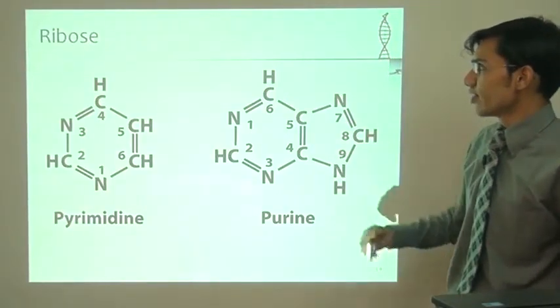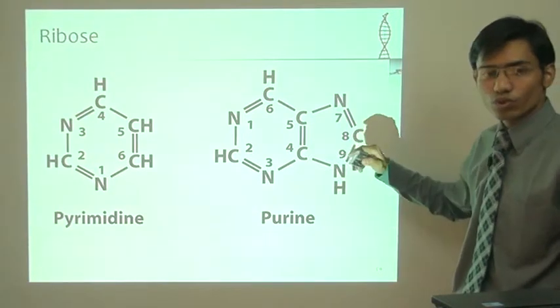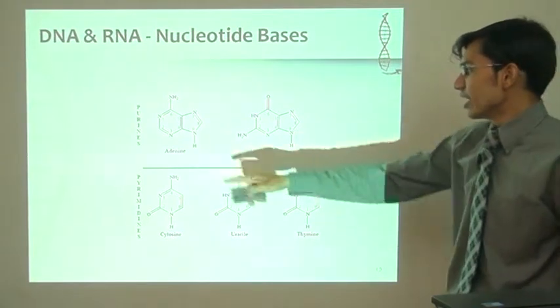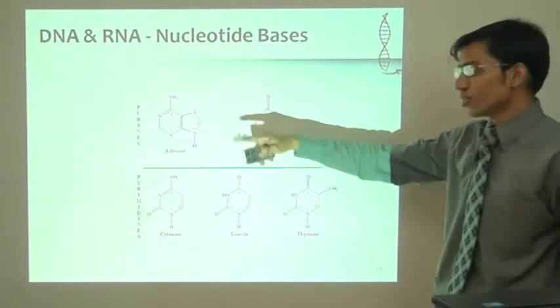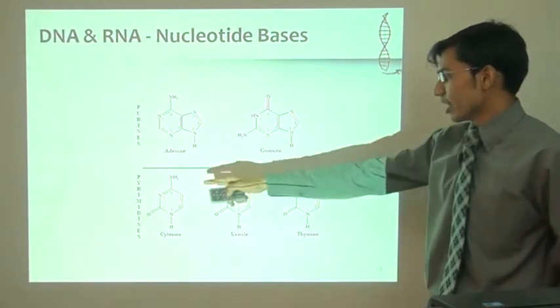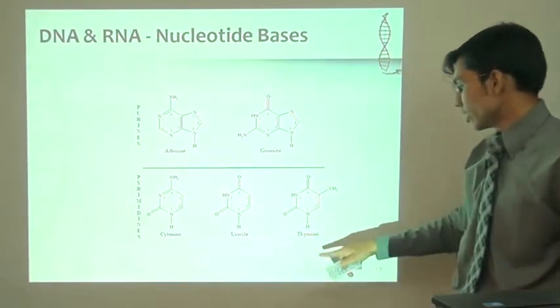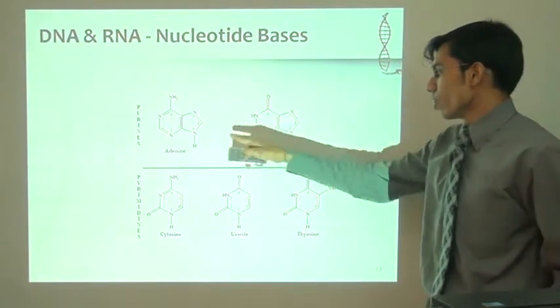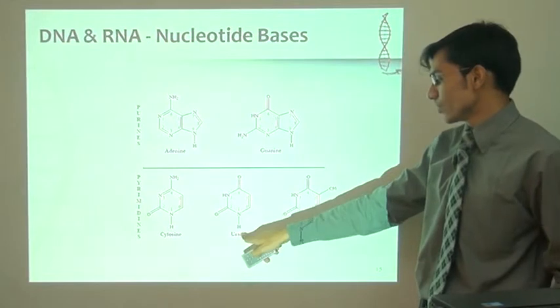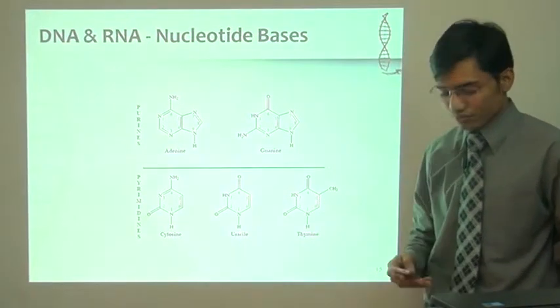Now we will understand the bases, which fall into 2 types, purines and pyrimidines, in which adenine and guanine are purines. This is a typical chemical structure of adenine and guanine, and there are 3 pyrimidines: cytosine, uracil and thymine. All 4, adenine, guanine, thymine and cytosine, are found in DNA. Uracil is found in RNA.